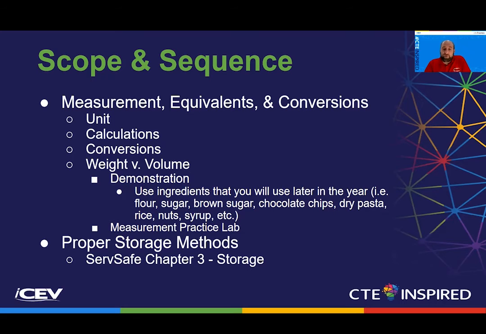I then will demonstrate the difference in weight and volume using common ingredients. So I show how to properly measure out those dry ingredients, how to properly measure out liquid ingredients. And I'm going to use ingredients that I'll use later in the year, like flour, sugar, brown sugar, chocolate chips. All of those are going to be coming up in different labs. So I'm going to go and purchase those now and be able to use them later. And then I'll have the students with those ingredients practice measuring.